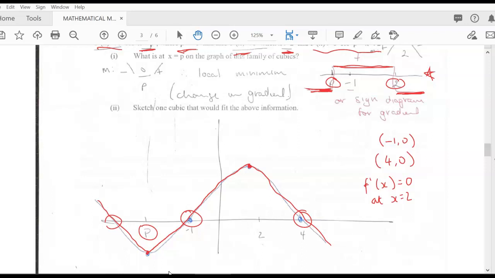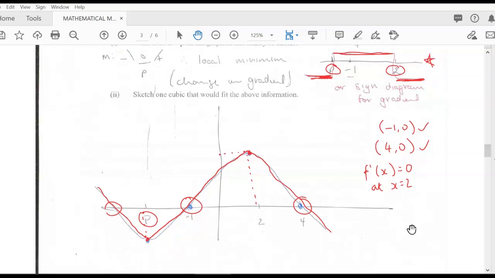So when we're plotting this, the important information is the 2 x-intercepts, so (-1, 0) and (4, 0). The gradient is 0 at x equals 2, so you can see here. We don't know what the corresponding y value is because we don't know what all the values of the cubic are, and we've also got a turning point at x equals p. All right, so there's our cubic.